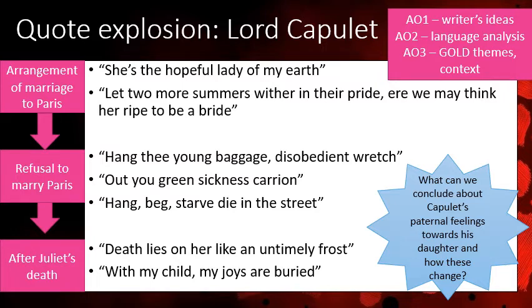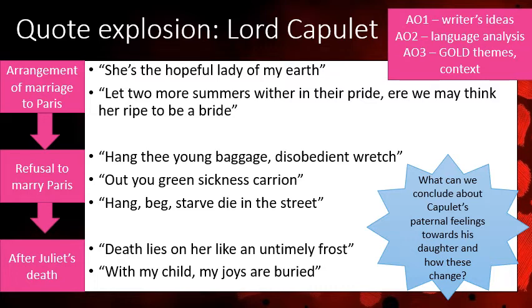The quotation, "let two more summers wither in their pride, ere we may think her ripe to be a bride." Here Capulet is saying that he doesn't think she's old enough to be married, when Paris initially asks. Look at the use of the words to do with growth and maturity. So when he says ripe to be a bride, we get that idea of her being ready to be a bride. There's that idea to do with fertility. But then equally, wither is that idea of death, as though he needs to make sure that she's not becoming past her prime. He knows it's important to marry her off. But he equally wants to protect her as well here.